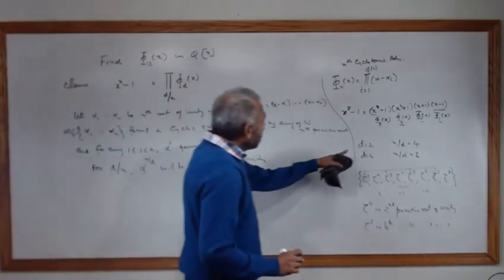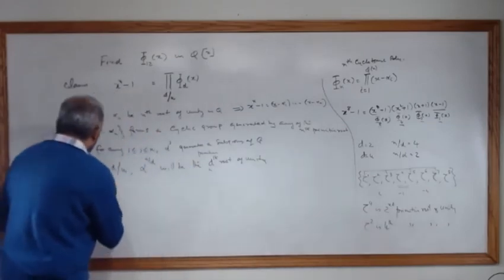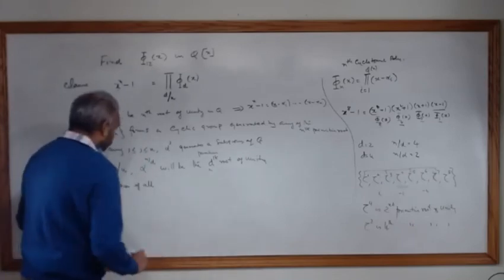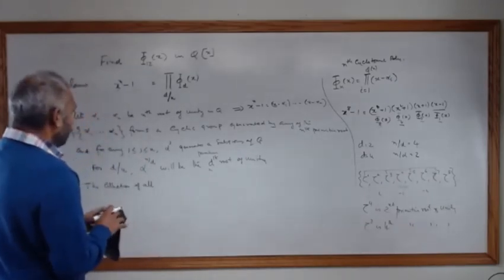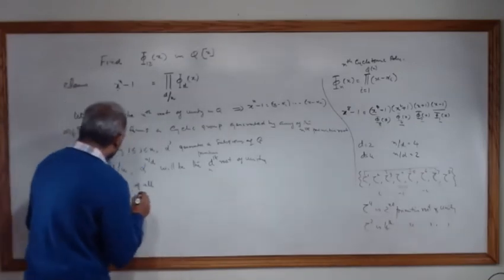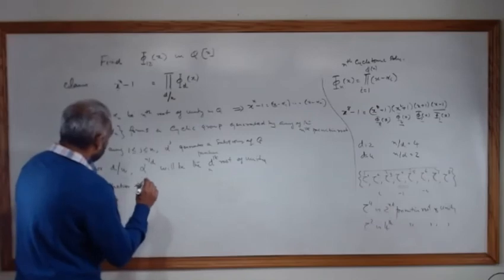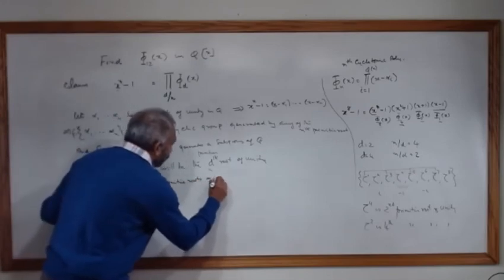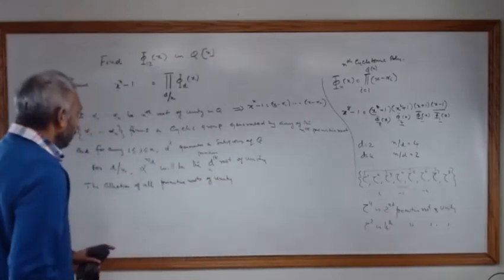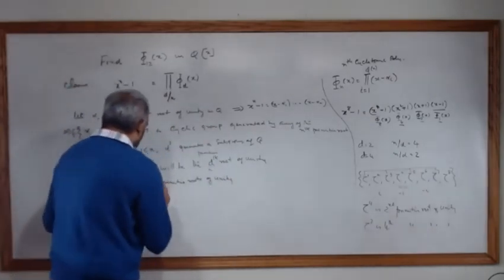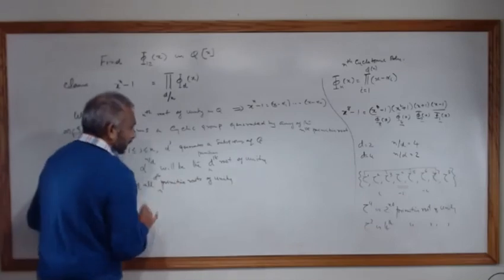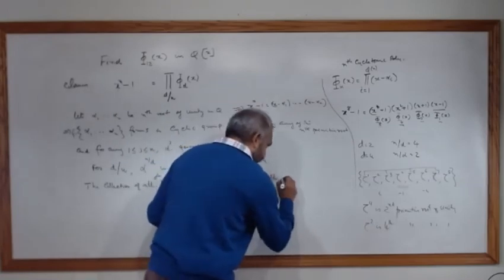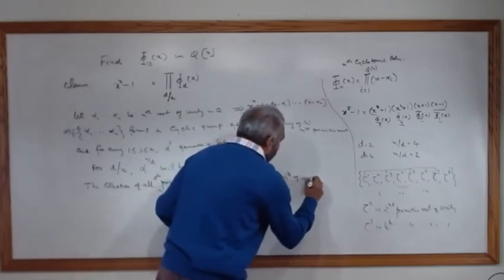So if you take the collection of all, or I'll write, the collection of all primitive roots of unity, the collection of all dth primitive roots of unity contains all nth roots of unity.